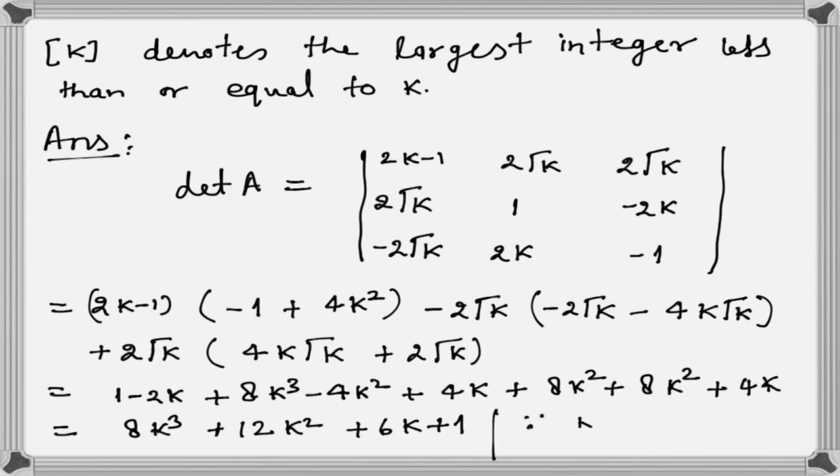Since k is greater than or equal to 0, this implies, in fact, let me just say k is strictly greater than 0, this implies determinant of A is strictly greater than 0. Alright, so now let's calculate the determinant of B.